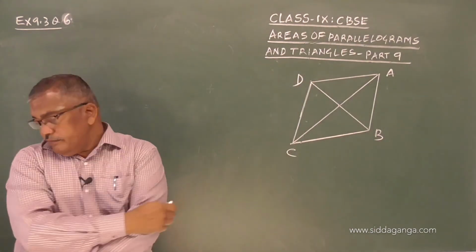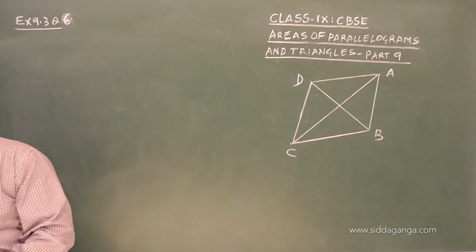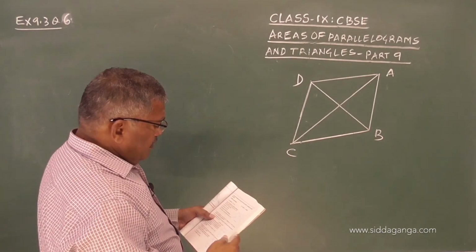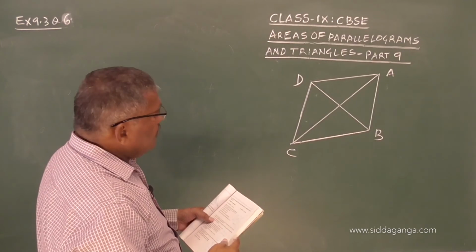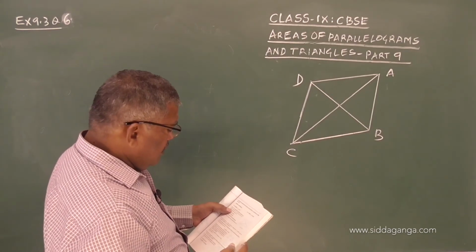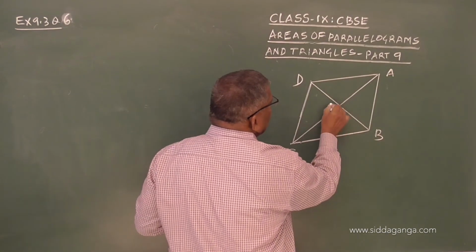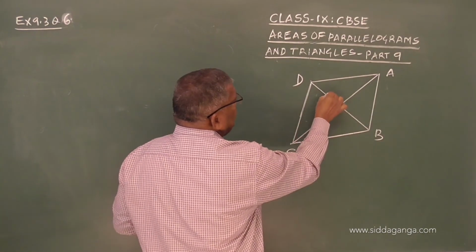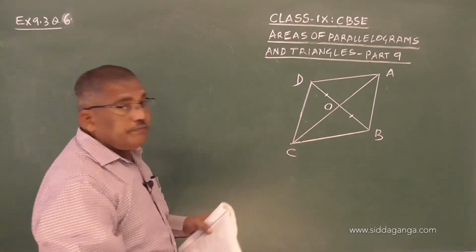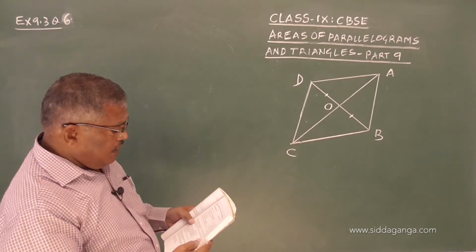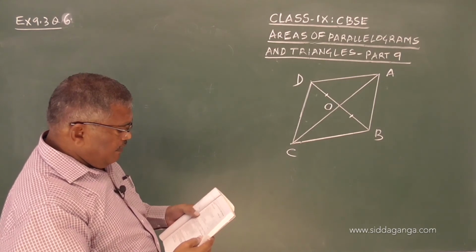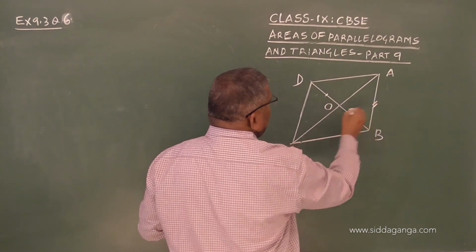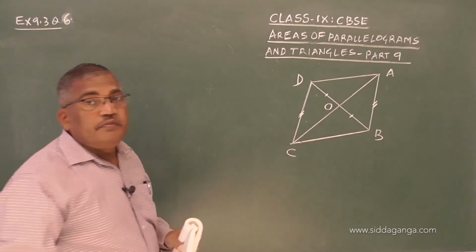A quadrilateral is given, and diagonals AC and BD of the quadrilateral intersect at O. So, this is called O, such that OB equals OD. It is given this side is equal to this side. So, this is the given data. If AB equals CD, another thing is given, this side is equal to this side. So, this is the data given.